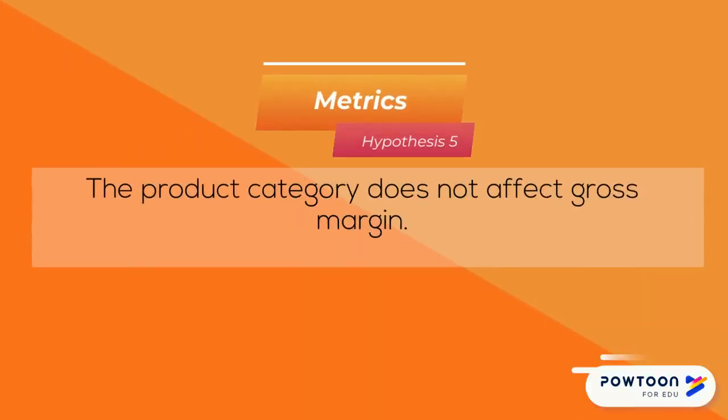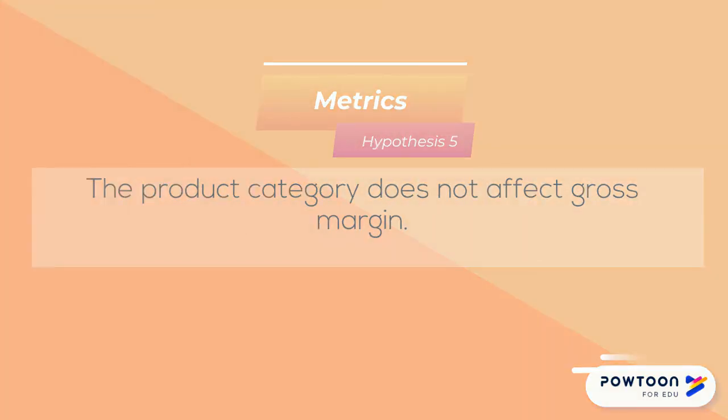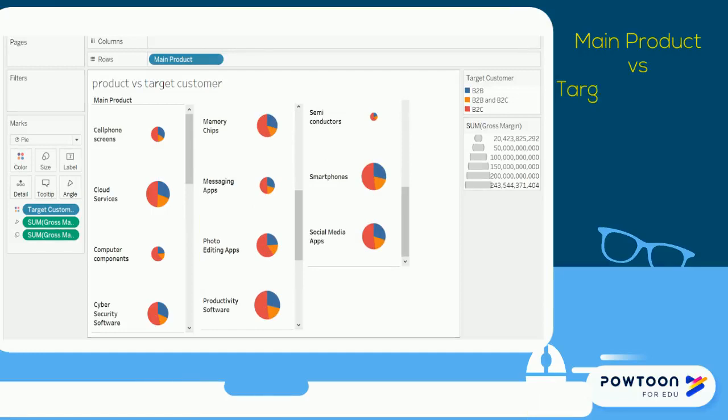The fifth hypothesis that we will be testing is that the product category does not affect a company's gross margin. Though we know what products are working, it is equally important to understand which promotional channels to go through and what type of customers to target, B2B or B2C customers. Here, we can see that B2C customers provide the lion's share of revenue across virtually every single product line. Therefore, this should be our preferred channel and preferred target market.